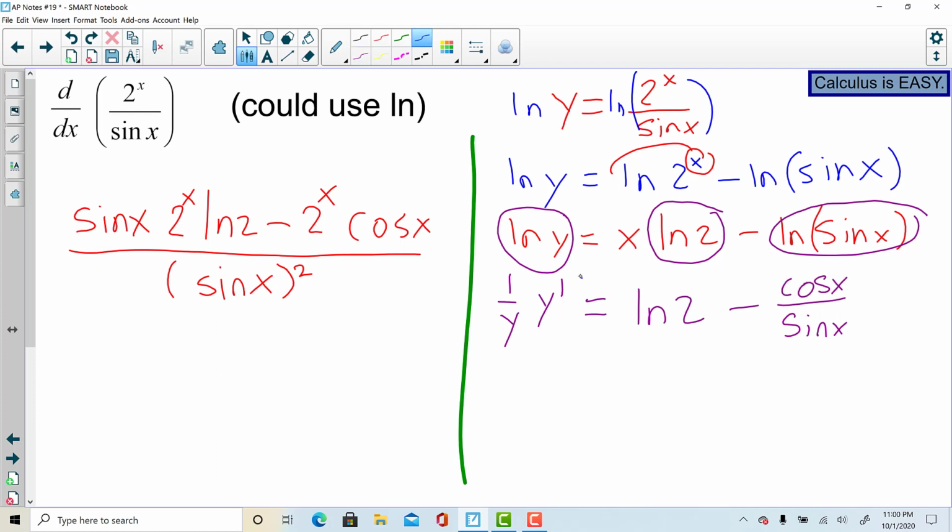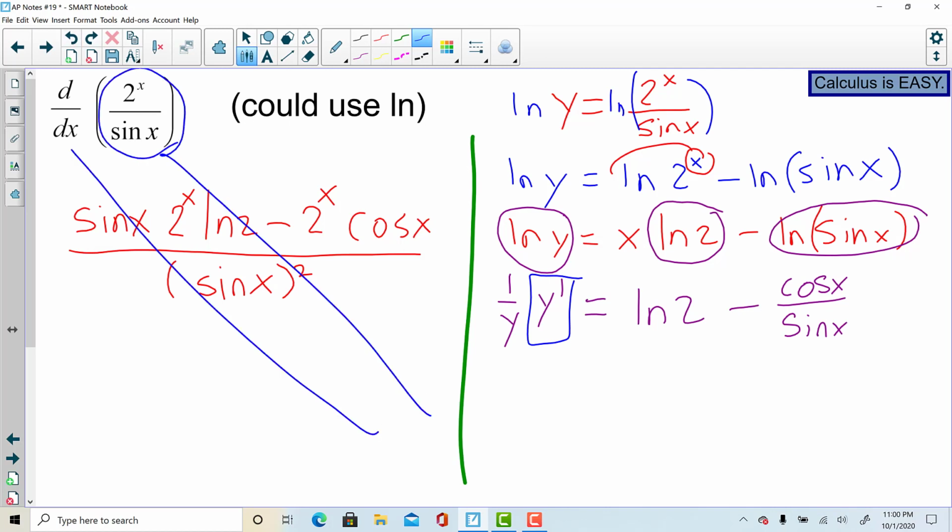Okay, we're almost done here. Remember, our answer is going to be y prime, and that's because our y is just this, and we want the derivative of y, which would be y prime. So that's why our answer is going to be y prime. So we just need to multiply both sides by y, and we're done.